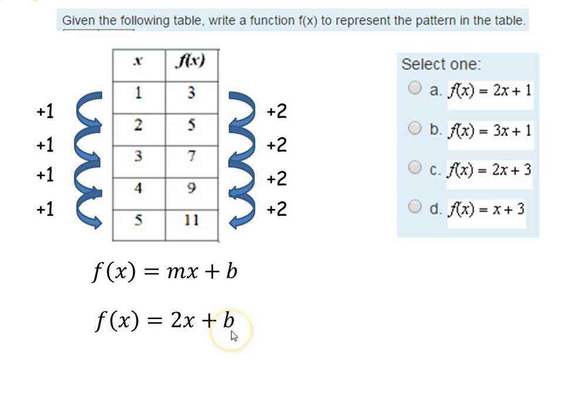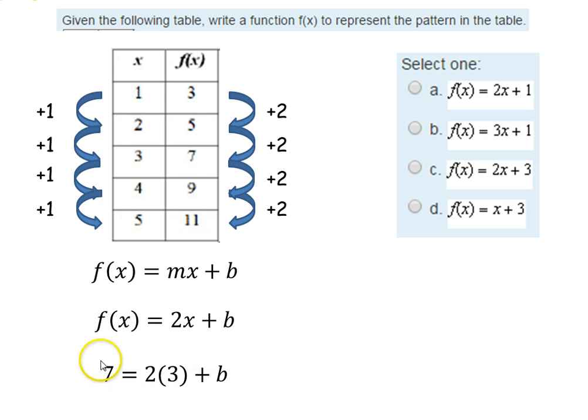Now I have to find b, and in order to find b, I have to know an x and an f of x value. Well, I have a whole bunch of them. I have 5 of them right here. So I'm going to pick this x and f of x value. If x is 3, then f of x has to be 7. I'm going to plug these values into this equation, and then I will be able to find out what the value of b is, or what the y-intercept is. So I plug those in, and I get 7 equals 2 times 3 plus b. The f of x becomes a 7 because f of x is 7. The x becomes a 3 because along with that 7, the x value is 3. And then plus our y-intercept, which we're going to find out in a minute.